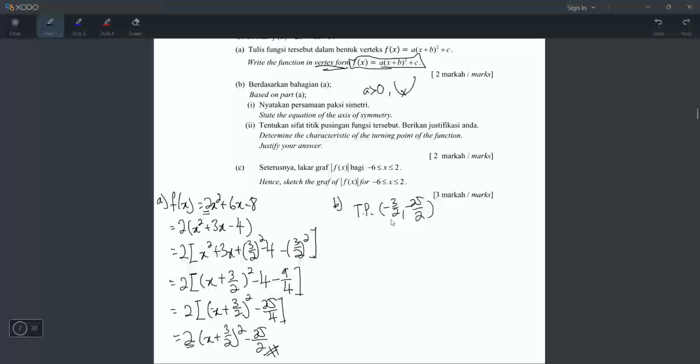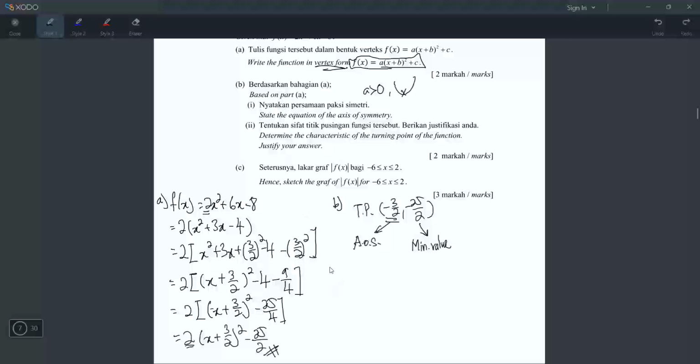And also don't forget, the x coordinate is actually the axis of symmetry. The x coordinate of the turning point is always the axis of symmetry. And then what about the y coordinate? This one is the minimum value, right? So I repeat one more time. After you get the turning point, the x coordinate will tell you the axis of symmetry, and then the y coordinate will tell you the minimum value. Sometimes it's a maximum value, depending on the question. But this question I already mentioned, it's a U shape, so it's a minimum value, right?